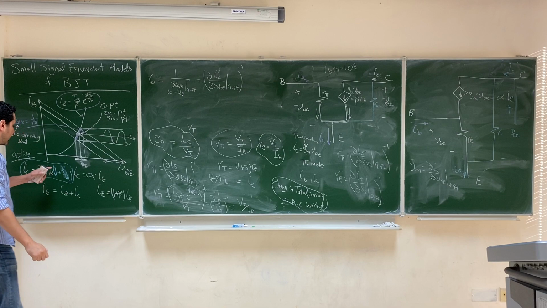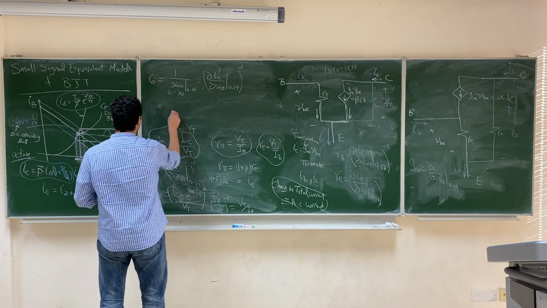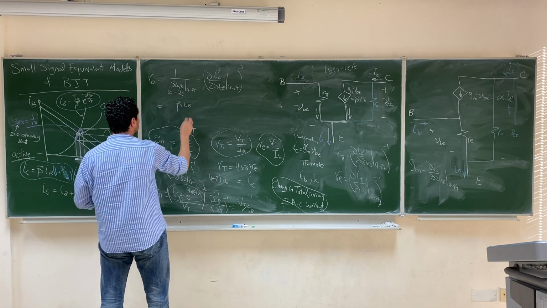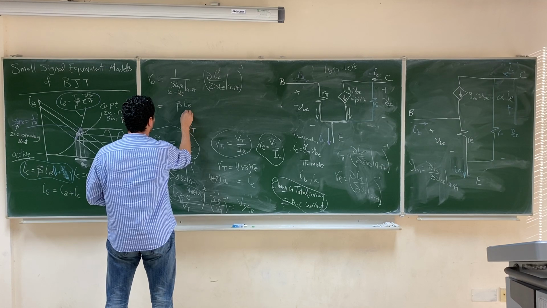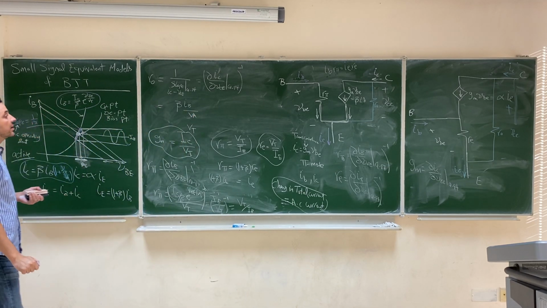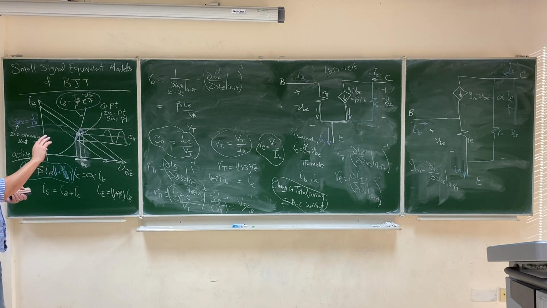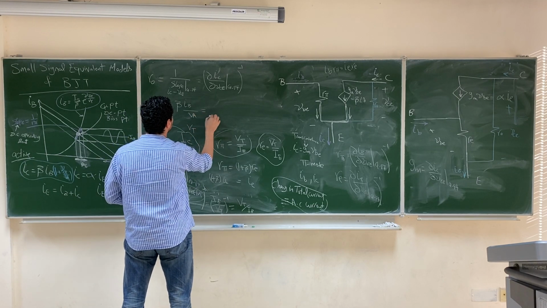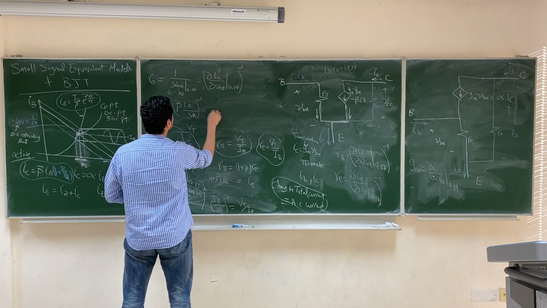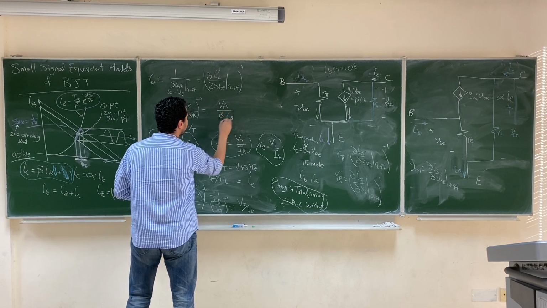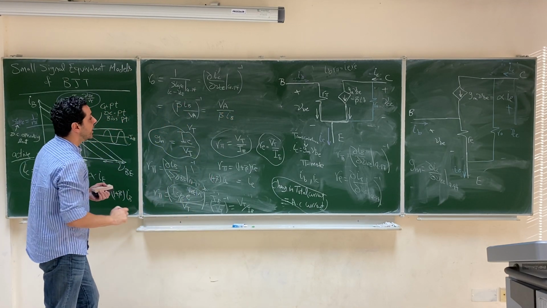So basically, you need to differentiate this relation with respect to VCE, which will be beta I base, and when you differentiate this, you will get 1 over VA, right? And then you reverse the relation. When you reverse the relation, you will get, this is inverse, this will give you VA over beta I base at the Q point.